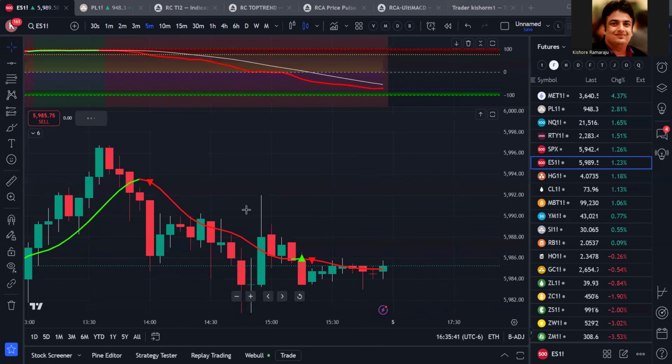Use normal candles for everything, because Price Pulse needs normal candles. So that's why it is better that you use them.